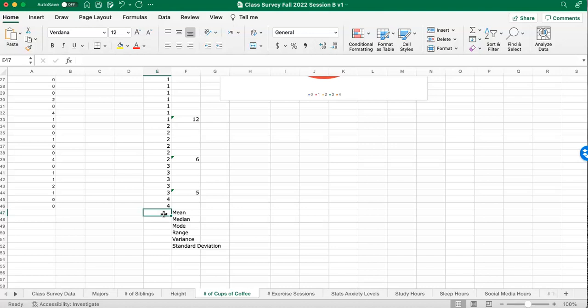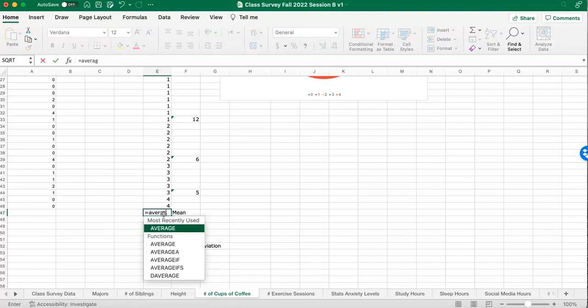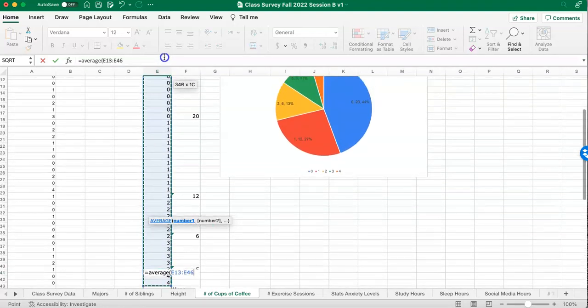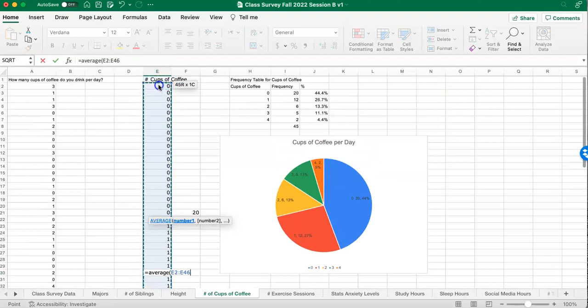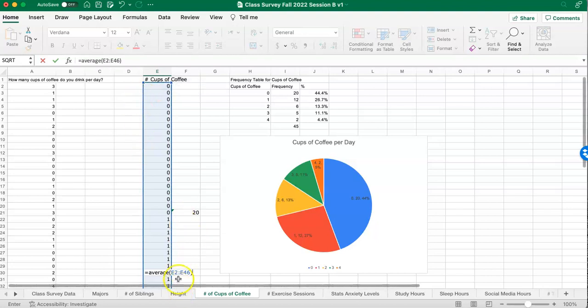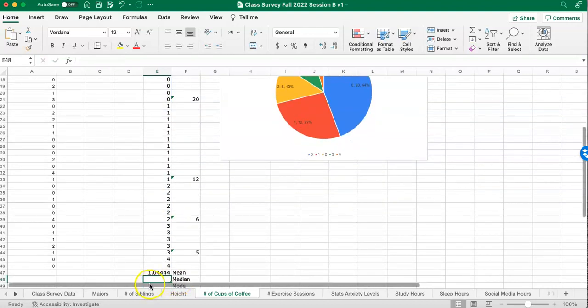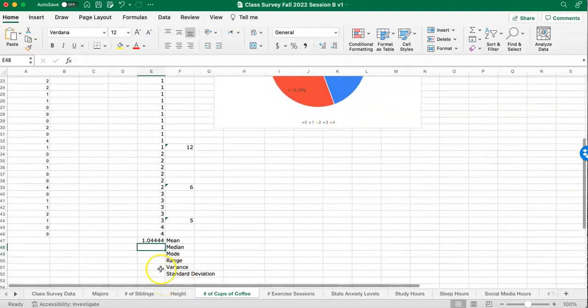Excel is pretty simple. You just put in the function. So we're going to type in what the formula is. For Excel, actually, it's what we call a function. We know that the mean is the average in Excel. We're going to highlight all the numbers. It's E2 to E46. That's the average. Let's put that in here. It looks like the mean is 1 cup, right?